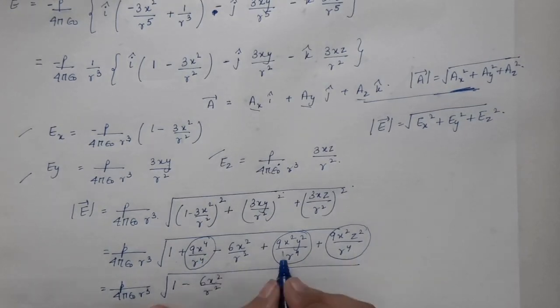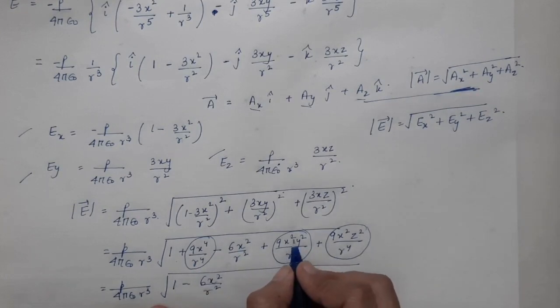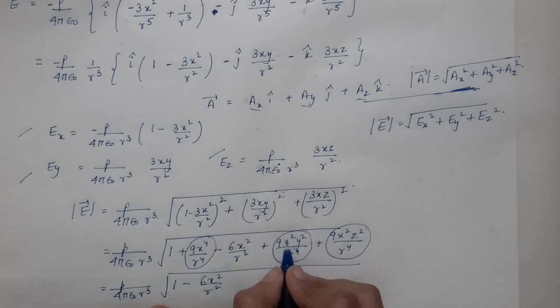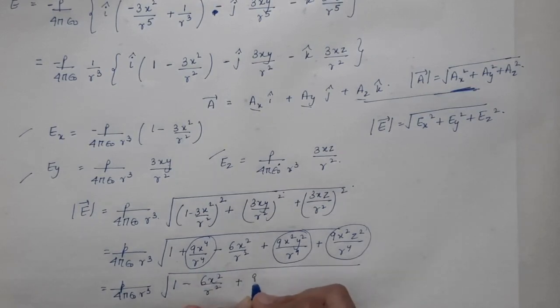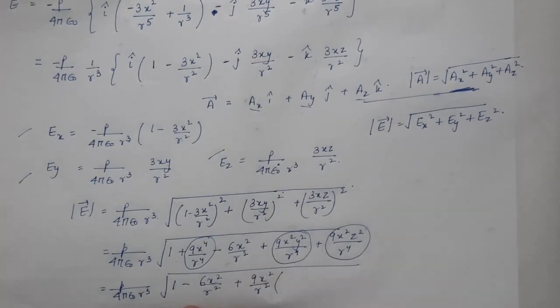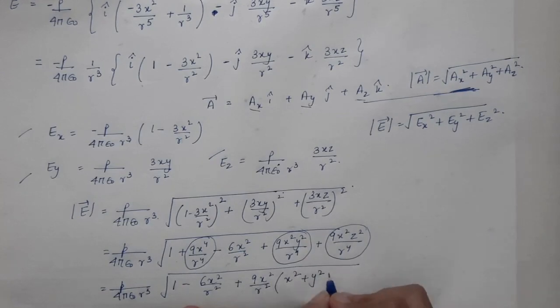We have 9 common, then we have r power 4 common, as well as x square common. Here also we have x square, here we have x square, and here we have x power 4. So x square is also common. So what are the common quantities? We have 9x square divided by r square, and inside the bracket we will be left with x square. So from the first term we will have x square, from the second term we will be just left with y square, and from the last term we will have z square.